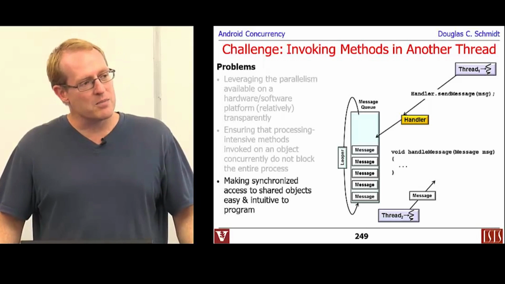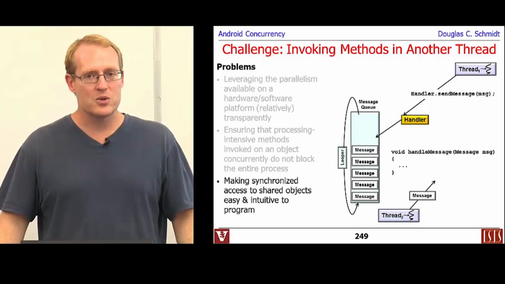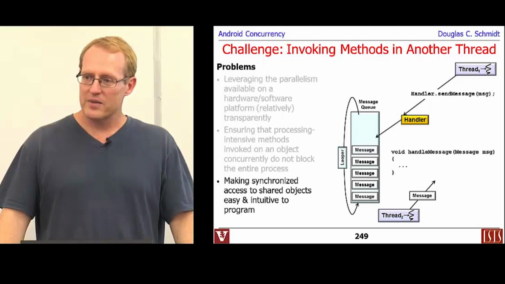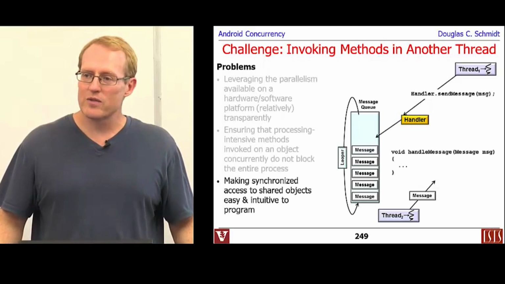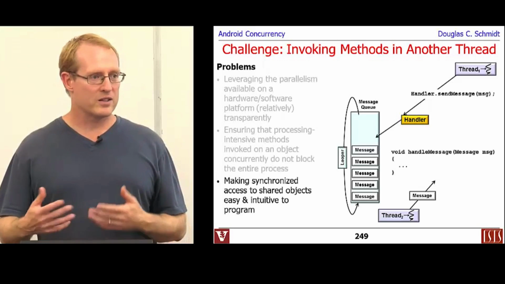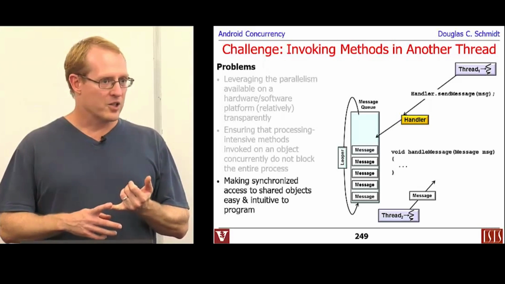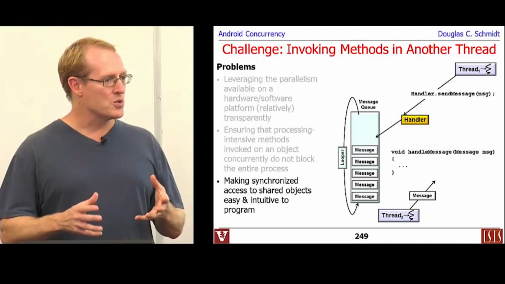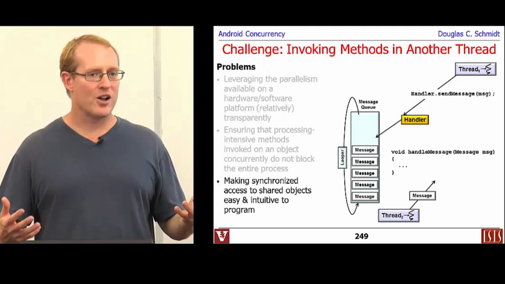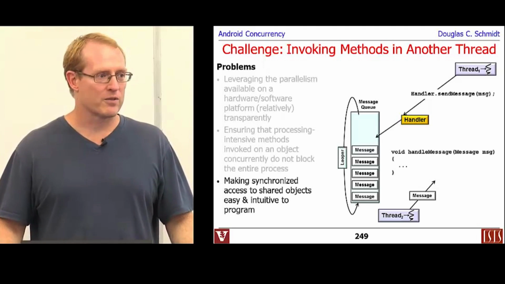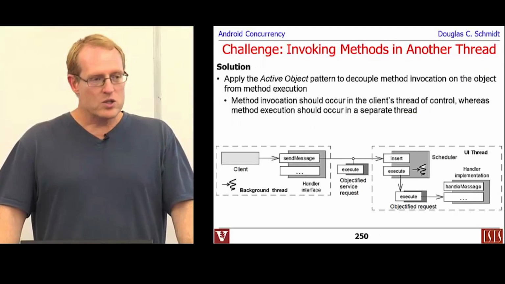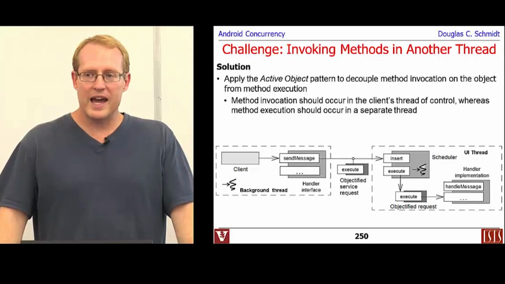And then the last piece of the puzzle here is we want to make access to these shared and synchronized objects as simple and as intuitive as possible. We don't want people to have to know about the low-level details of conditions, monitors, queues, all that kind of stuff. They just want to make a method call, and magic happens, and that method is executing in another thread of control. So to do this, we're going to apply the active object pattern.